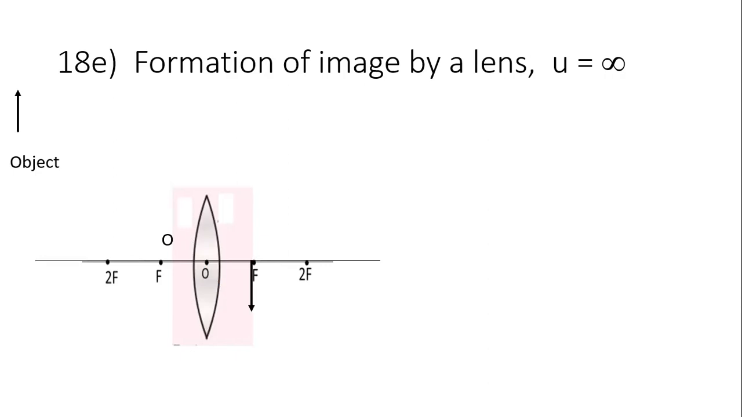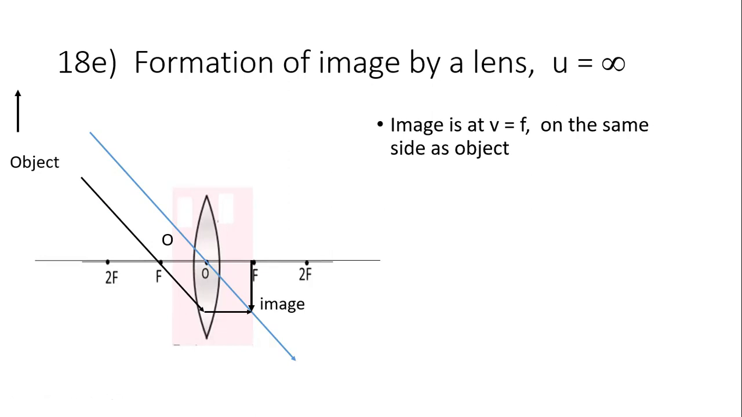Formation of image by lens, where your U is at infinity. Right? That's where you have your telescope. Right? Object at infinity. As I say, you just draw the line roughly. And then the two rays are parallel, they pass through the principal focus. After the principal focus, they go on. That is where you locate where they cross, that is where your image is.